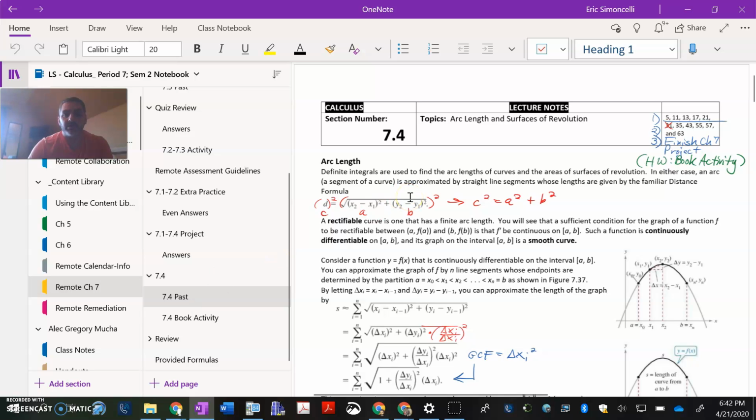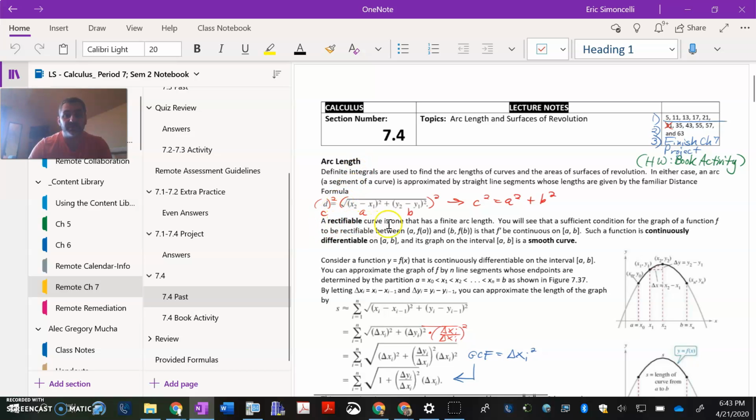Today is all about arc length and surfaces of revolution. What is arc length? Well, definite integrals are used to find the arc lengths of curves and the areas of surfaces of revolution. Simply think of it, as you probably can remember from your geometry class, as a surface area. In either case, an arc, a segment of a curve, is approximated by straight line segments whose lengths are given by the familiar distance formula.